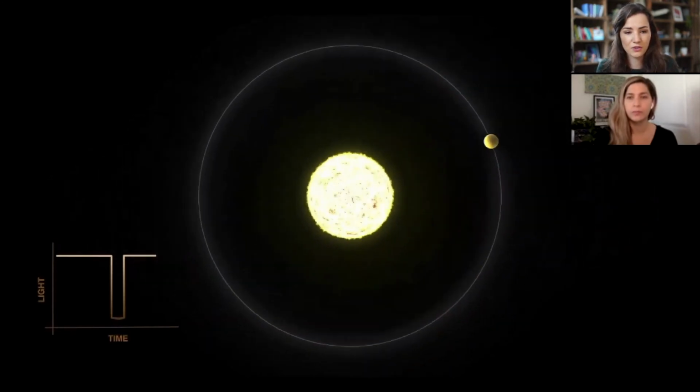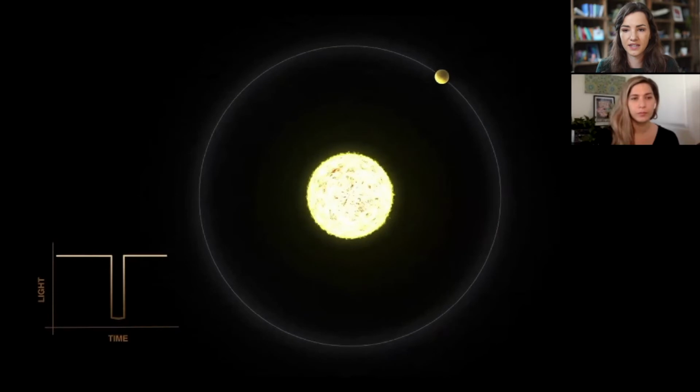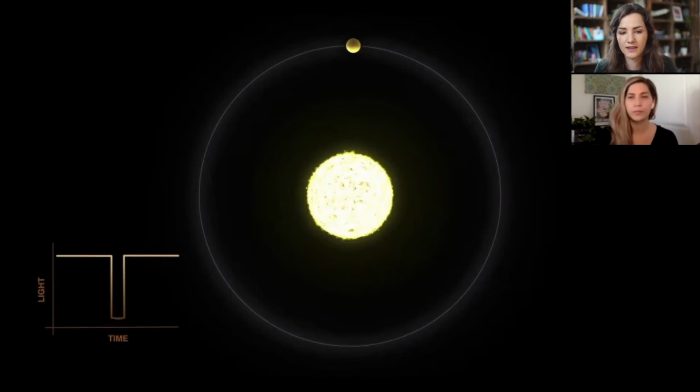So in the bottom left-hand corner there, you can see what we call a light curve. So these are light measurements taken over time of this star. And at the time when that planet crossed the path between us and the star, there was this decrease in light, this dip in brightness, and that's called a transit.